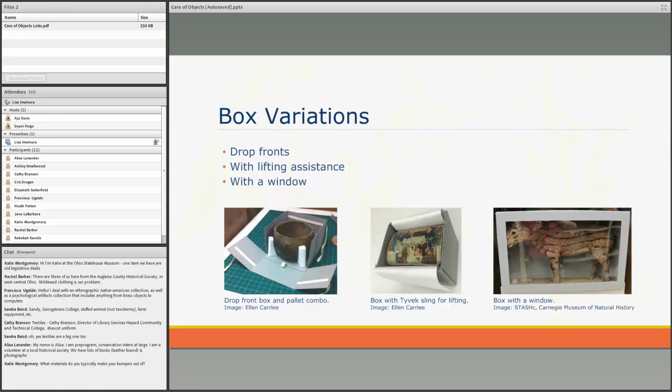And the image on the right deals with visual access. So this box has a Mylar window in it so that the object is visible in storage. And it's kind of a toss-up. You lose the light protection, but it is easier to monitor for things like pest infestation. And as you can see, this is a natural history specimen where that might be particularly desirable.